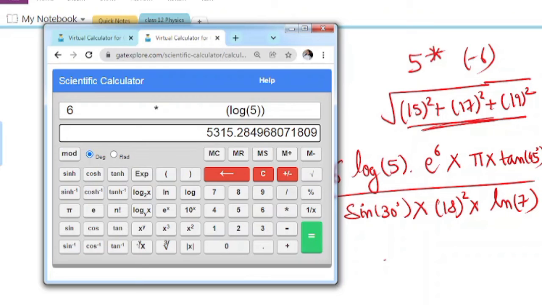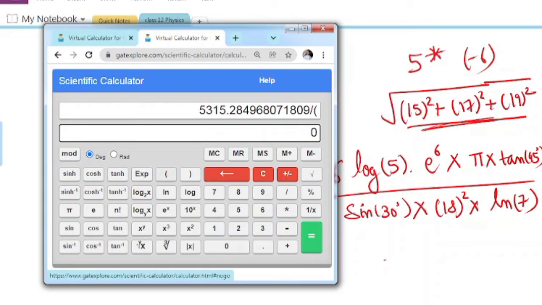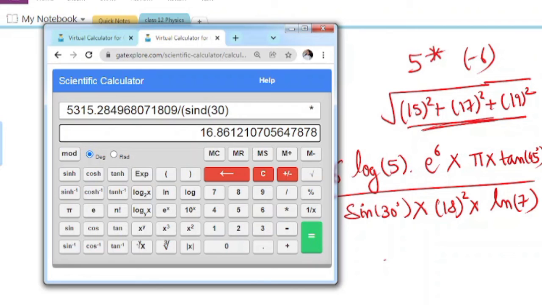Now you have to divide this value by sine 30 degree. So put everything in brackets so that all these things are taken as the denominator. Bracket, sine 30 degree: put 30 here and then use sine. Then multiply 18 square, just write 18 and square, multiply log 7: write 7 here, use the log symbol, and then equal. So you get your answer.